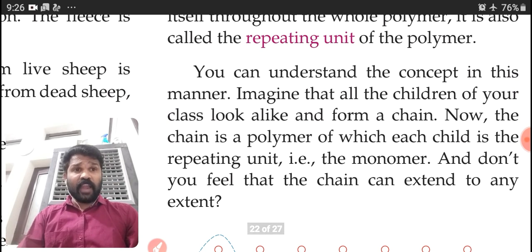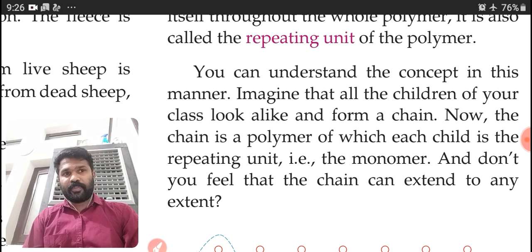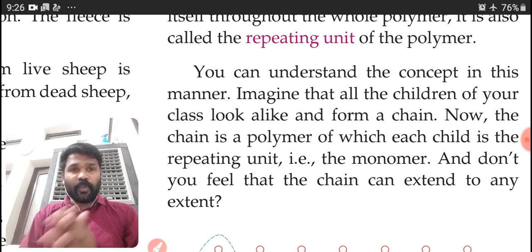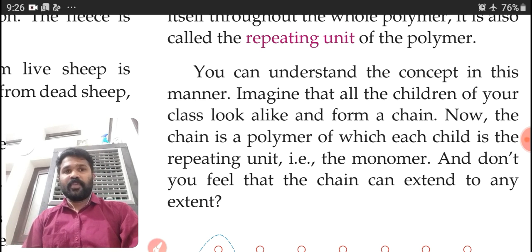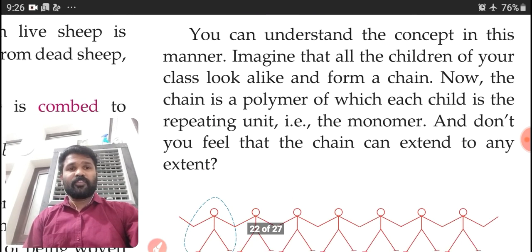You can understand the concept in this manner. Imagine that all the children of your class look alike and form a chain. Now the chain is a polymer of which each child is the repeating unit. That is the monomer. And don't you feel that the chain can extend to any extent?